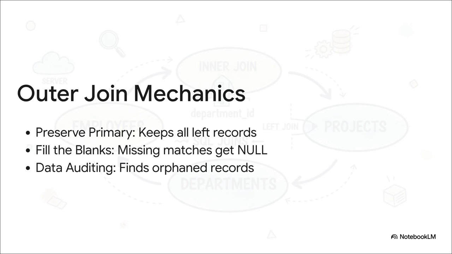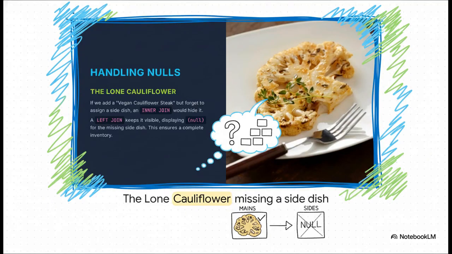The mechanics work like this. First, it preserves the primary table, meaning it keeps every single record from the left table in your query, no matter what. Second, it fills in the blanks. If there's no matching record on the right side, Oracle just fills those columns with a null value. And third, this makes it an incredibly powerful tool for data auditing, allowing you to easily spot orphaned records that are just missing information.